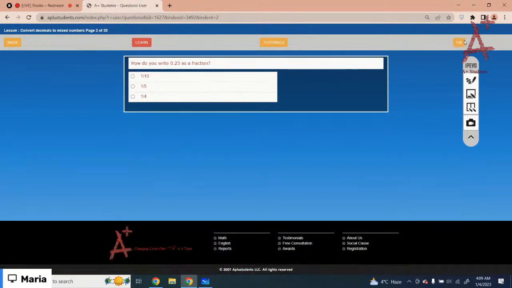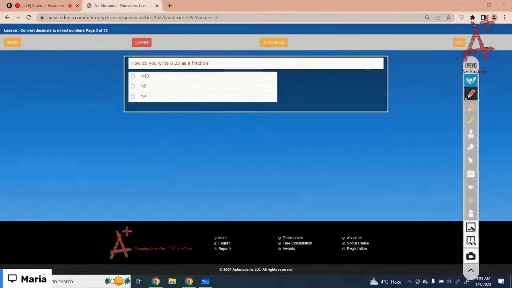Okay, the next one is you have to do 0.25 as a fraction. Got it? How do you write 0.25 as a fraction? Just remove the decimal point and write the decimal in fractional form. It would be 25 divided by 1, and you have two digits right after the decimal, so you have to add 2 zeros. It would be 25 divided by 100.